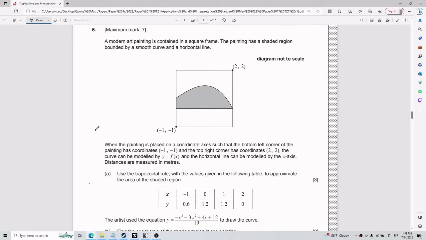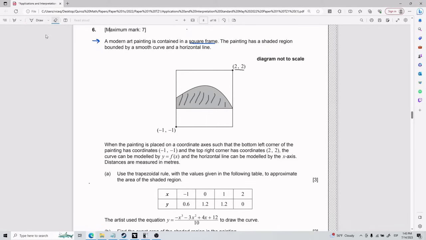All right, so for this 6th one, we have that a modern art painting is contained in a square frame. The painting has a shaded region bounded by a smooth curve and a horizontal line. So this painting has what's already shaded, this. That's the shaded region. When the painting is placed on a coordinate axis such that the bottom left corner of the painting has coordinates -1, -1, and the top right corner has coordinates 2, 2, the curve can be modeled by the given equation. The horizontal line can be modeled by the x-axis. Distances are measured in meters.